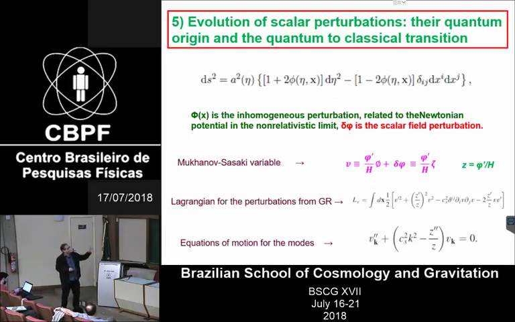This is a variable that lets you obtain a Hamiltonian formalism in canonical form, where you have all the usual canonical relations in order to quantize everything. It's also a gauge invariant variable, so whatever infinitesimal coordinate transformation you make, it will be the same. And the canonical commutators are the usual ones.